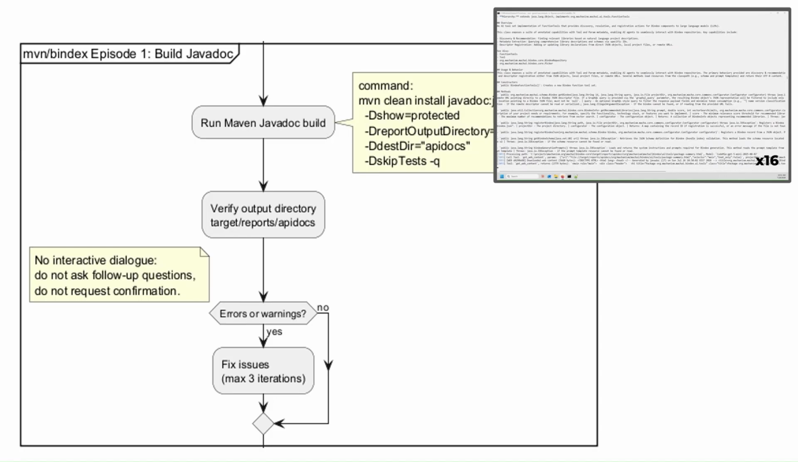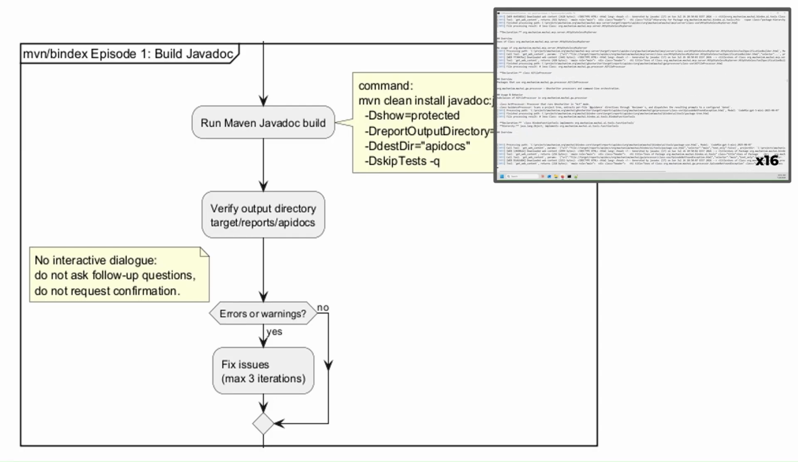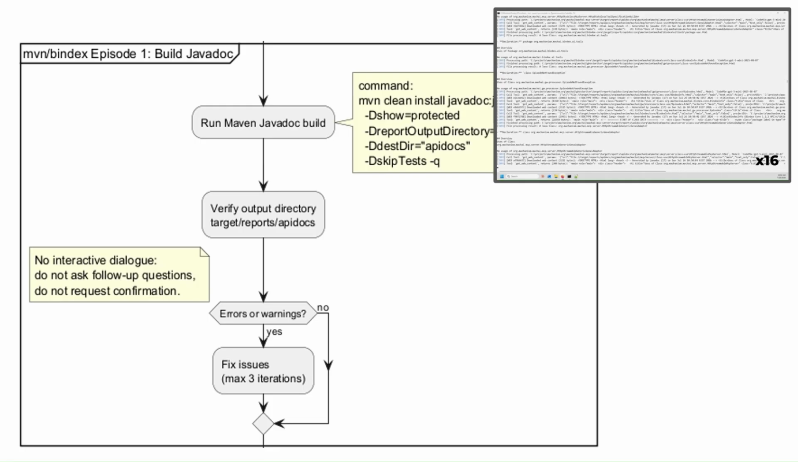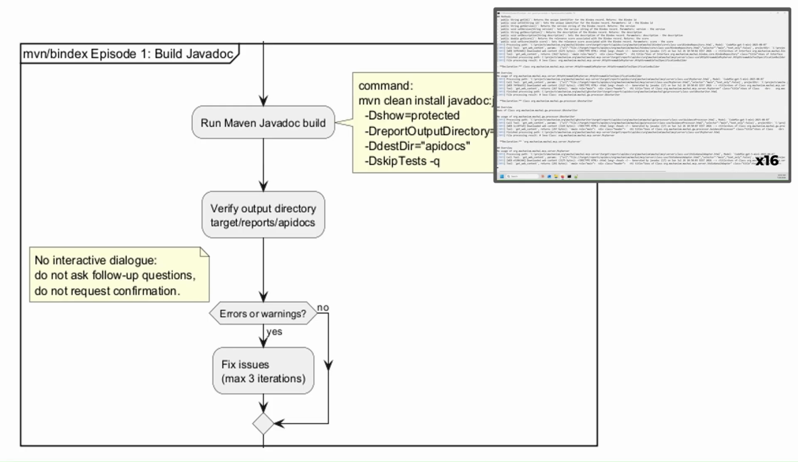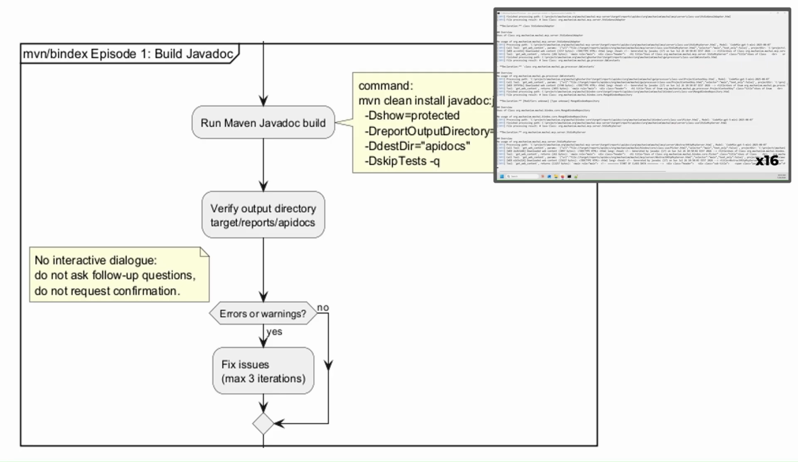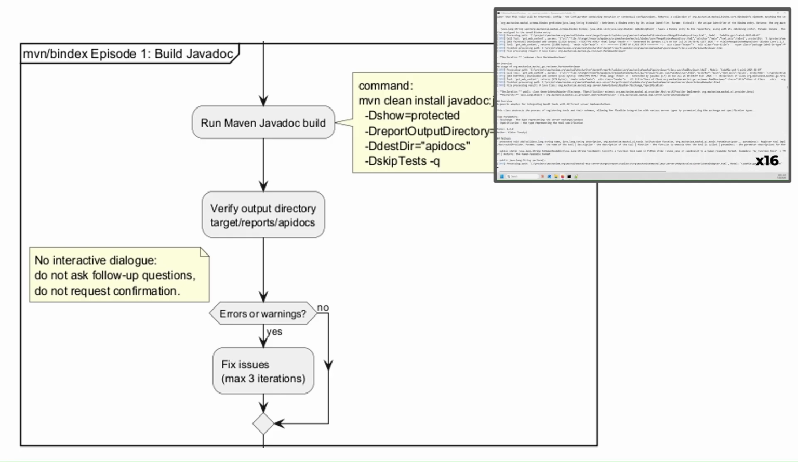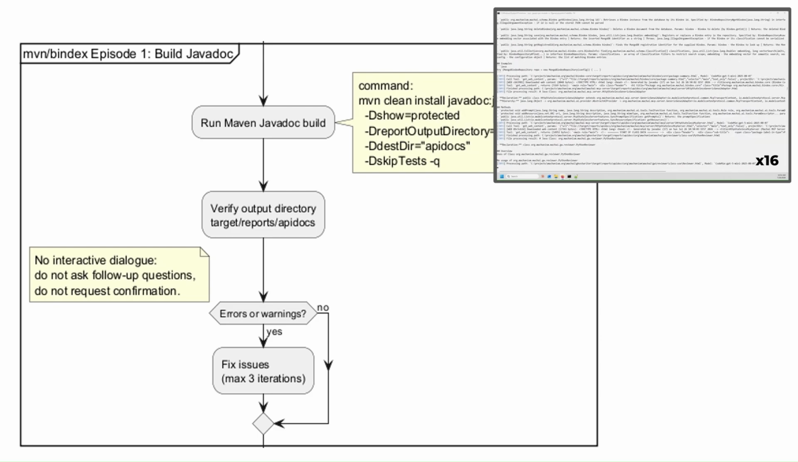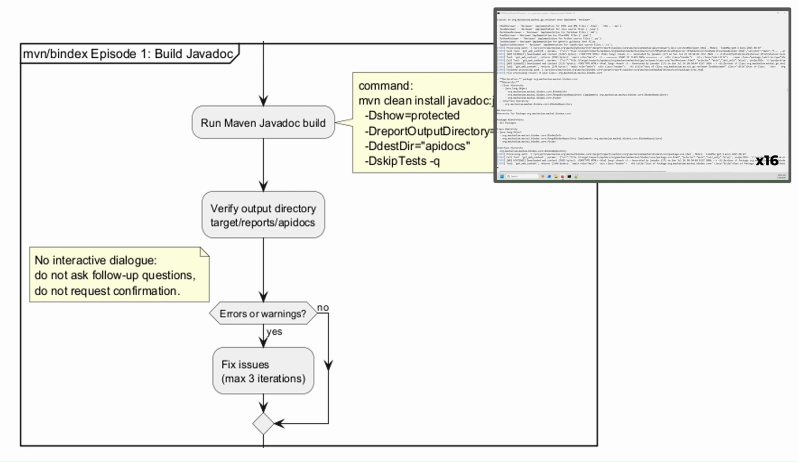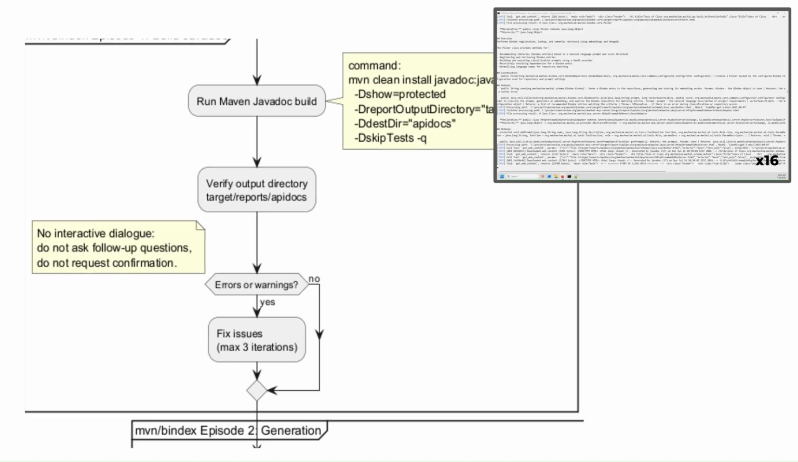Crucially, this entire process is completely hands-off and zero latency. We enforce a strict no-interactive-dialogue rule. The pipeline will never prompt a developer for confirmations or ask follow-up questions. It builds, checks, auto-heals if necessary, and silently proceeds to the next stage once the ground truth Javadoc is ready.